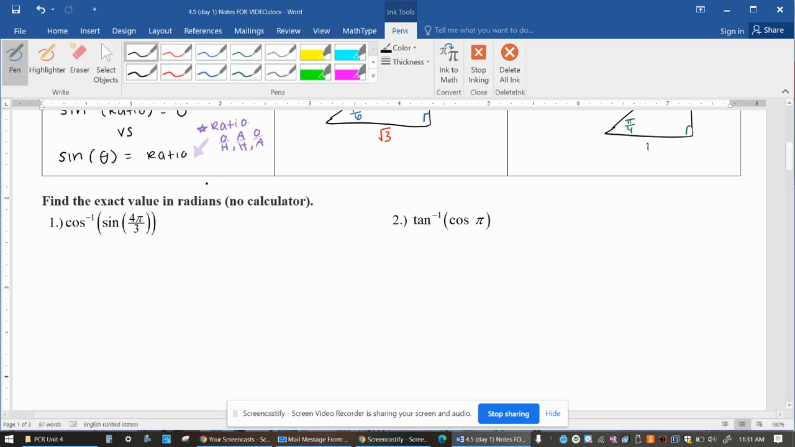All right, so let's take a look at the first example. It's two problems in one. We're going to work from the inside out, in this case from right to left, okay? So we're going to focus first on finding the innermost answer, sine of 4 pi over 3. So I'm going to just rewrite that over here to keep myself organized. Sine of 4 pi over 3.